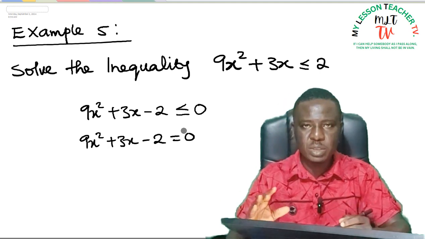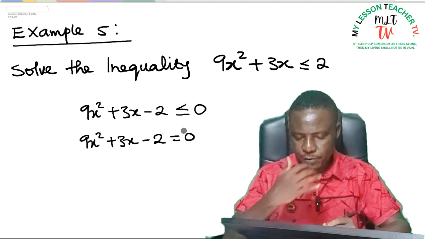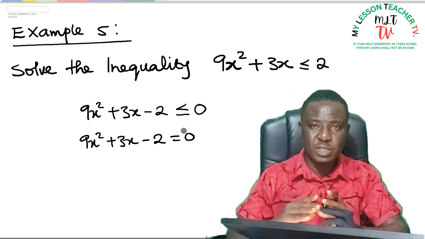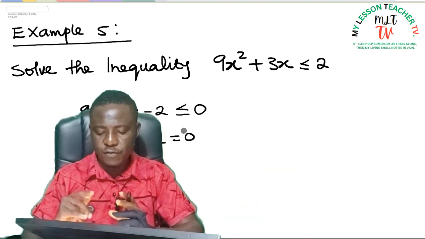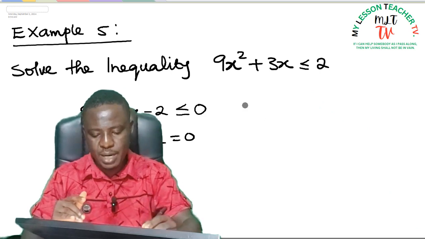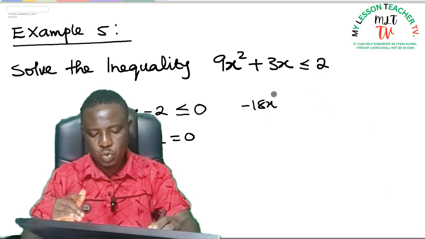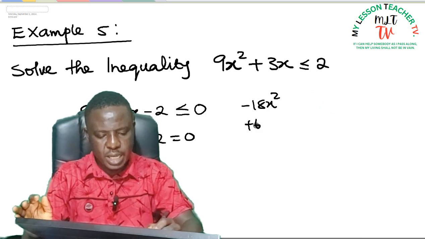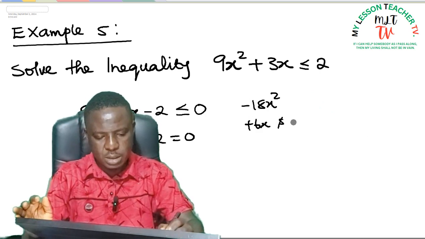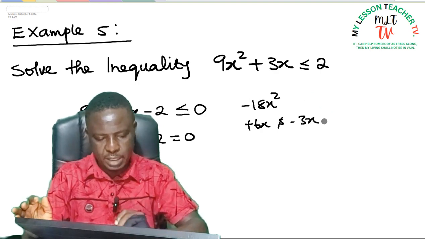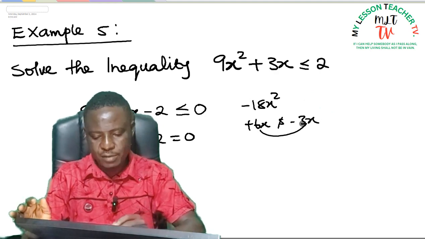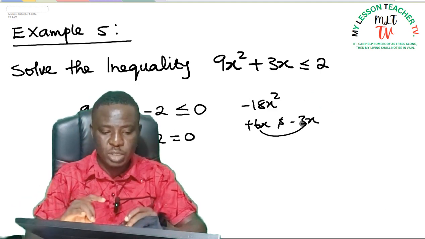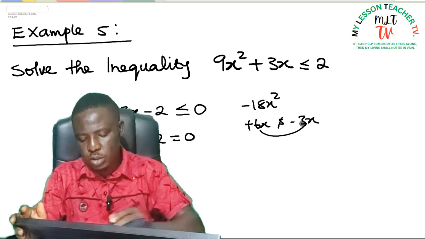Look for two terms that when you multiply them together, it gives you the product of the first term and the last term. And when you add them together, it gives you the middle term. The product of the first term and the last term is minus 18x squared. So what are those two terms? We have plus 6x and minus 3x, such that when you add them together, it gives you plus 3x, which is the middle term. So you are going to substitute the middle term with these two factors you have gotten.